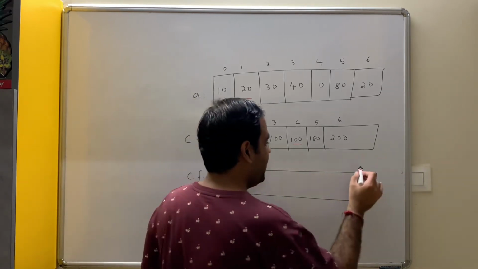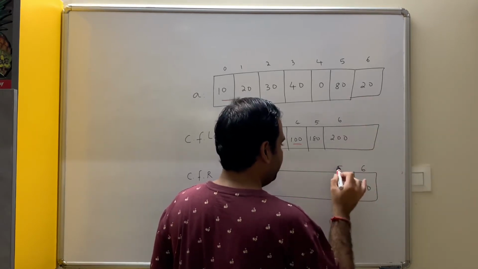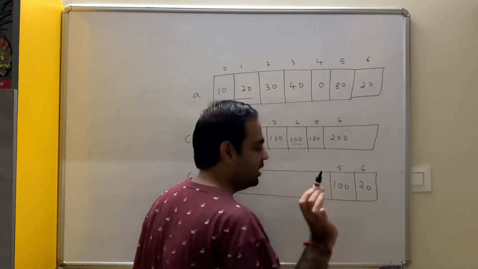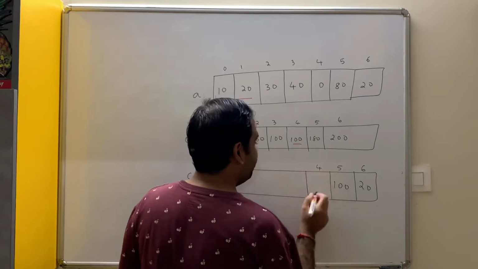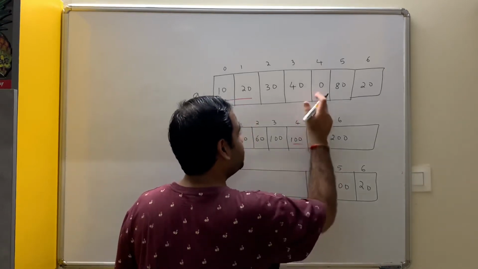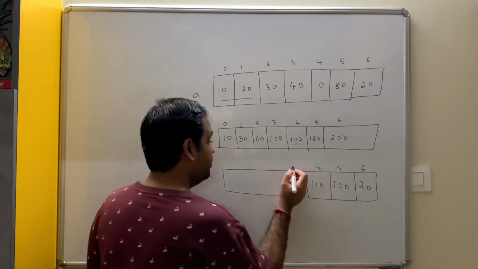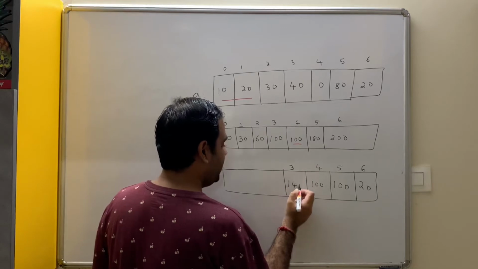Now what is it from the RHS at index 6? You write 20 as it is. Now what is at index 5? 20 plus 80. What is 20 plus 80? 100. Now you want the cumulative frequency at 4. What is at 4? 100 plus 0 is 100. Is that okay? Now you need the cumulative frequency at 3. 100 plus 40 is 140.